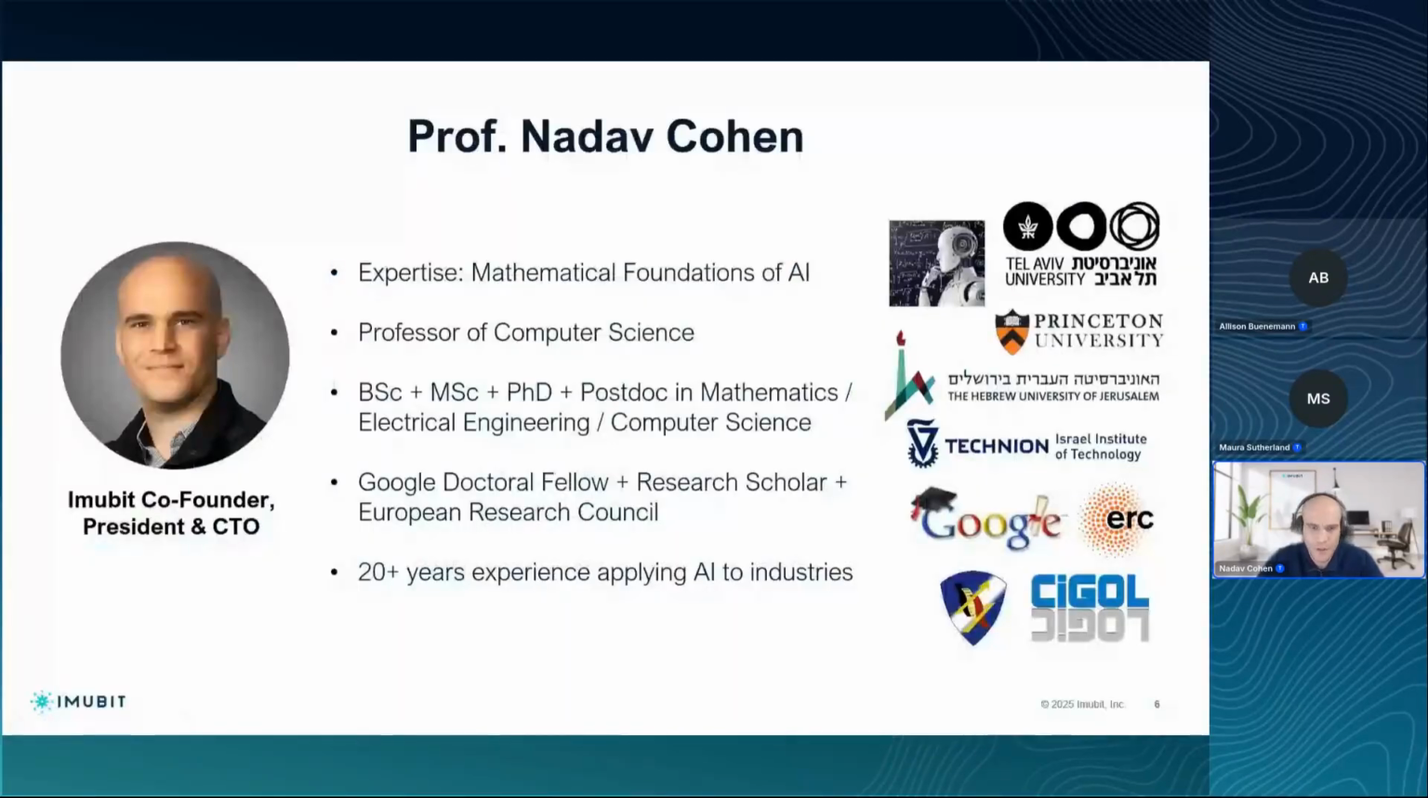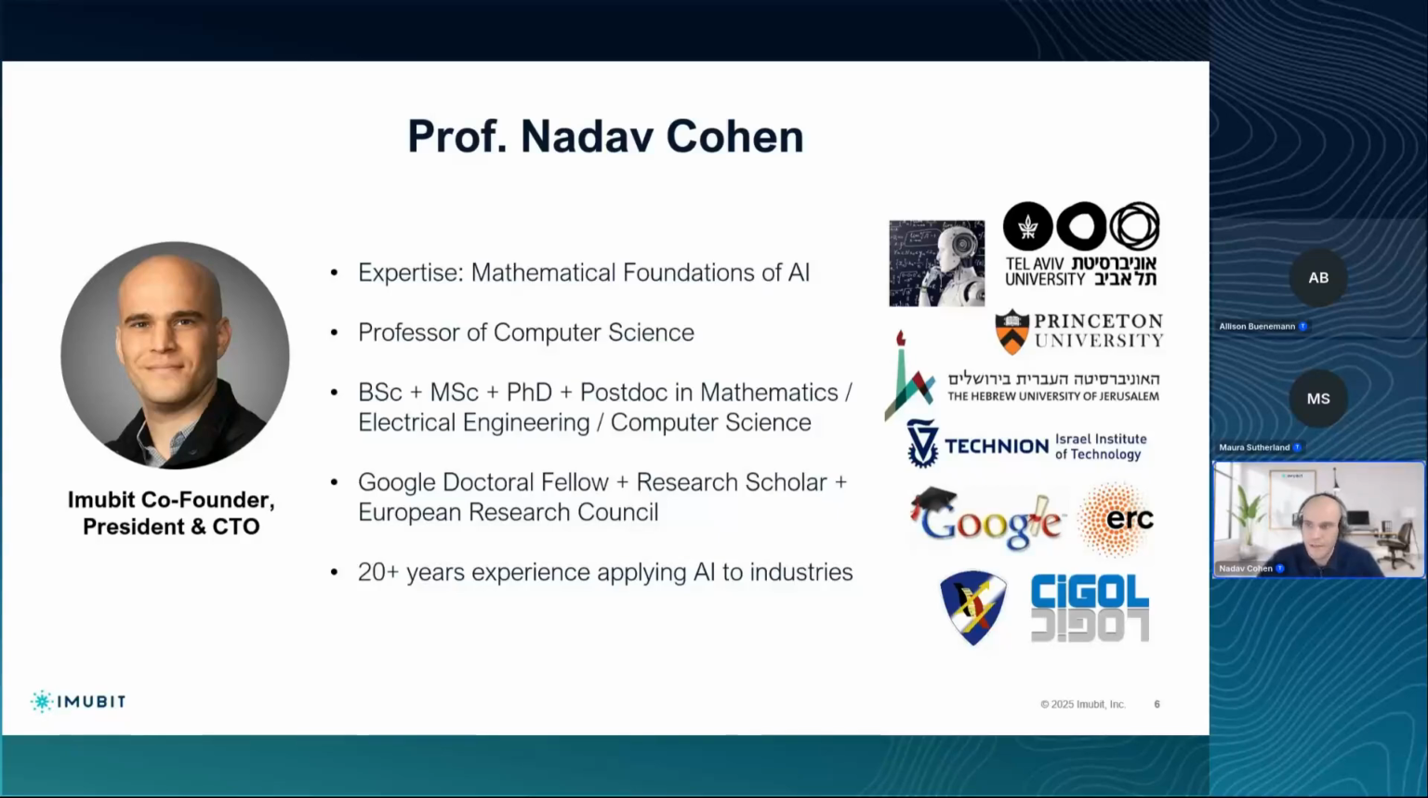Just a brief reminder about myself. I am co-founder, the president, and CTO of MUBIT. My area of expertise is the mathematical foundations of neural networks, which are the main driver behind modern AI. I'm a professor of computer science, education originally in electrical engineering, mathematics, and computer science. I received several recognitions for my contributions to the foundations of AI. Specifically, I was the 4th person in the world to get a Google doctoral fellowship. And aside from the academic background, I have about 2 decades of experience applying AI to industrial systems. And for the last close to 10 years now, it's been to the process industries.